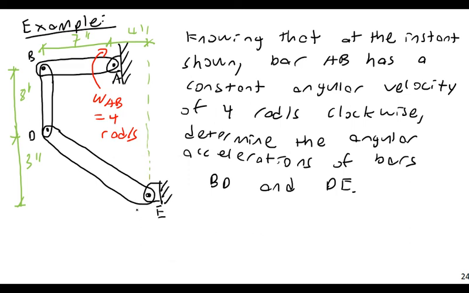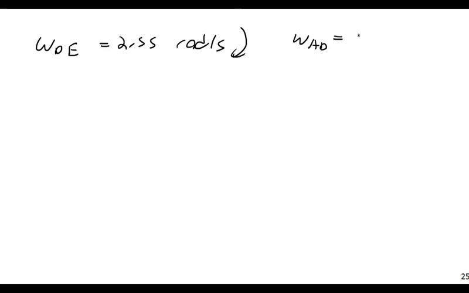But the basic idea is that the first thing you need to do is figure out, with a bit of algebra, that the angular velocities of each of them, omega DE, is 2.55 radians per second clockwise, and omega AD is 0.955 radians per second. So that's something you can determine a little bit differently. And now we can apply relative accelerations.